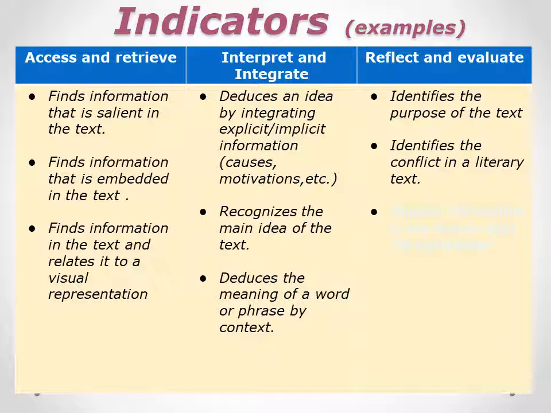Here you can have a look at some examples of the indicators identified for measuring reading comprehension in each of the three processes. So, to explain it very simply, how can I know whether the student is able to access and retrieve information from a text? Some answers could be if he can find information that is salient in it, or if he finds information embedded in the text, or if he finds information in the text and relates it to a visual representation.